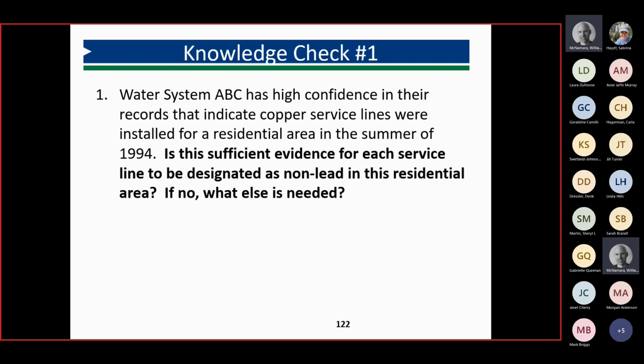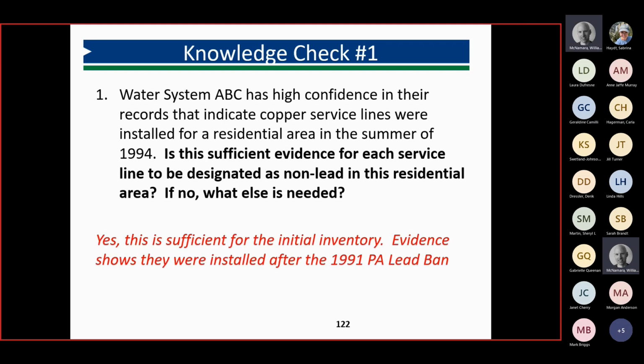Let's see. So the first one was this ABC, not very creative name. High confidence interval records from summer of '94, residential area. Is this sufficient evidence for each service line to be designated as non-lead in this residential area? What do you guys think? I hear mostly yes. It's sufficient for the initial inventory. Evidence shows that it was installed after the 91 lead ban there. So that one was intended to be kind of straightforward there.